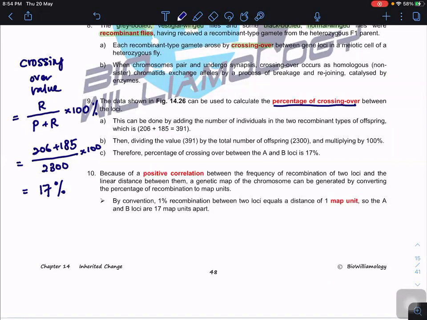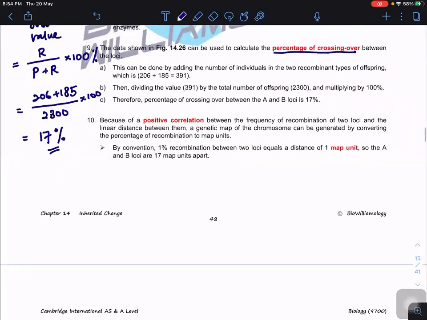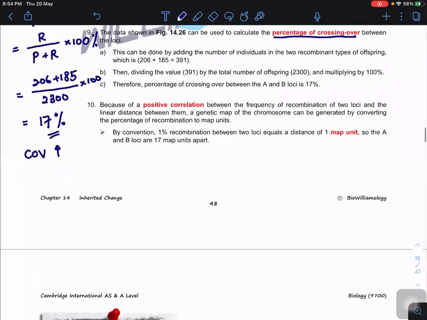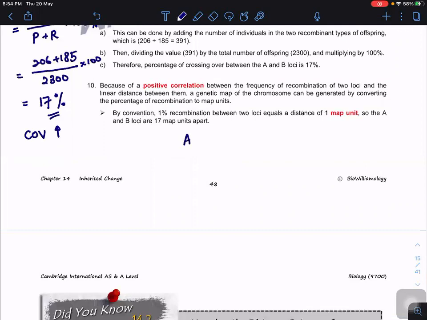So a question asked to calculate this before. So what does this 17% mean? The larger the value, the percentage crossing over, the COV, when COV is high, it means that the distance between two alleles or two gene loci is further. So if I have gene A and gene B, if I draw it, this is a distance. The distance here we call a 17 map unit. They are 17 map units.